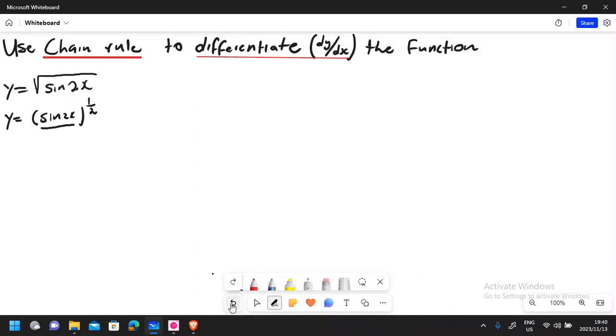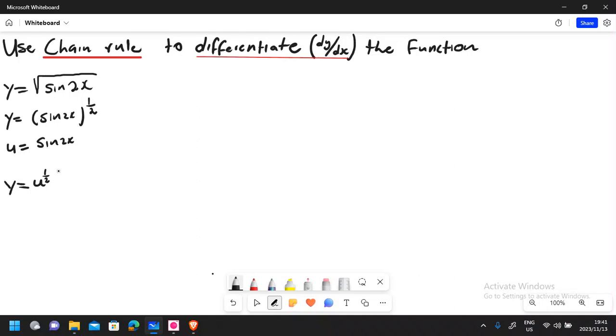After you identify your inner function and your outer function, you need to equate your inner function with u. Now we can say our inner function is going to be sine 2x, and then our outer function is everything that you see. Where there is sine 2x, we have to substitute by u. So we write the outer function with respect to u, and sine 2x has this power of half. I hope you guys can see this one.